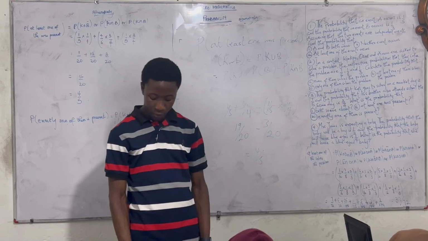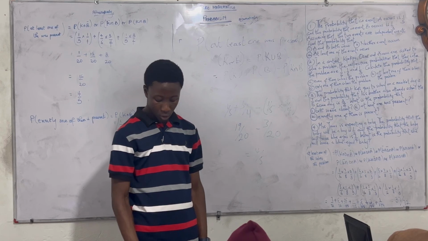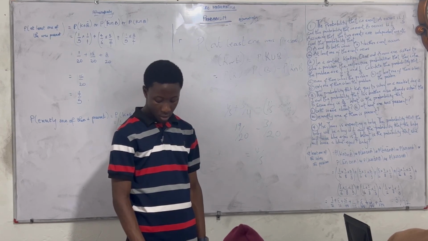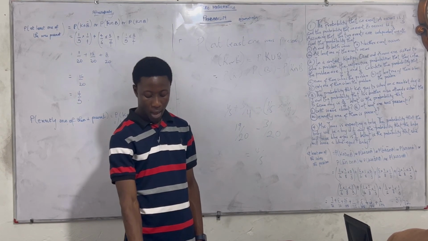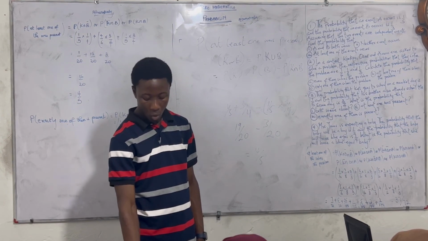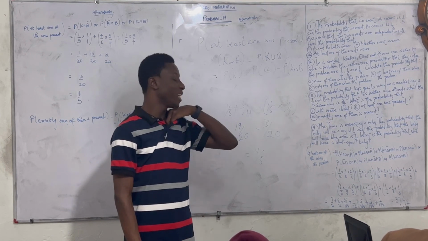Okay, you have another question. So, Mrs. Jones is expecting a baby. The probability that the baby will be a boy is half. And the probability that the baby will have blue eyes is 1/4. What's the probability that she will have a blue-eyed baby?